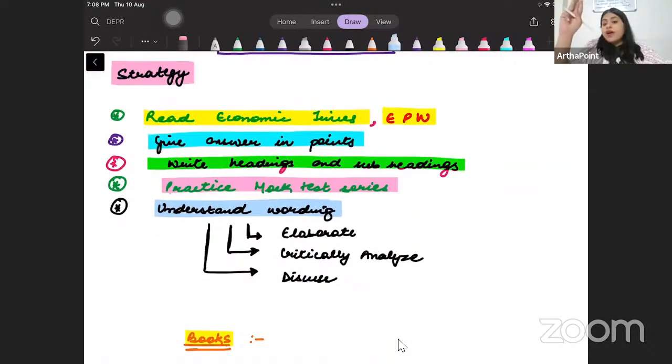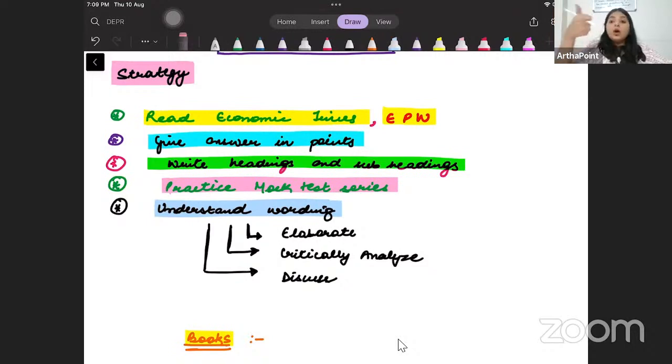Third, you should write headings and subheadings, right? So for example, if they ask you classical versus Keynes, just make a box and explain the difference between classical and Keynes properly. Practice the mock test series. The more answer writing practice you do, the more papers you practice writing, that is what is going to help you. So you need to practice the mock test series also.